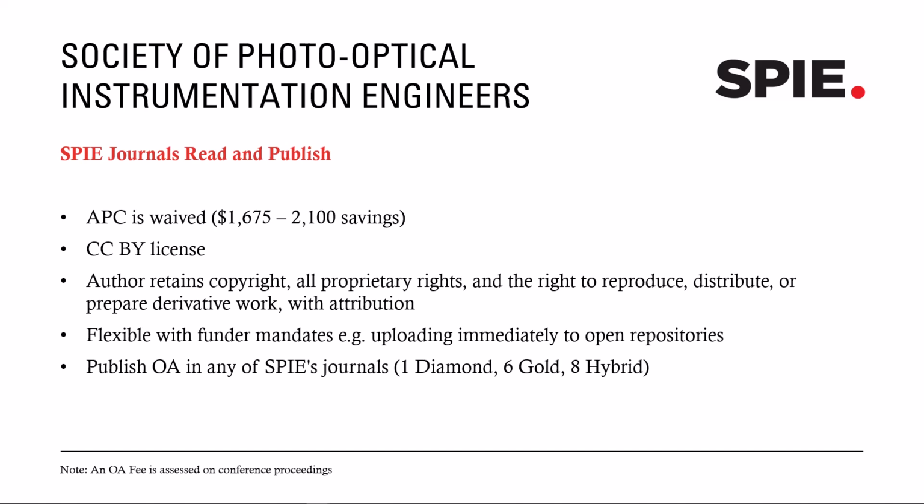Authors retain copyright, all proprietary rights, and the rights to reproduce, distribute, or prepare derivative work with attribution on a CC BY license. SPIE is flexible with immediate upload to repositories. There is 1 diamond journal, 6 gold, and 8 hybrid journals in which to publish open access articles. An open access fee is charged when submitting conference proceedings with SPIE.